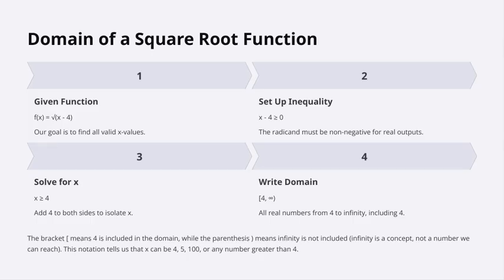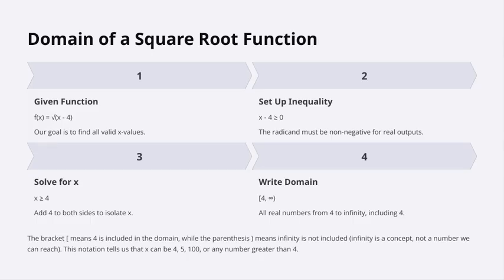This makes sense because the radicand, or the expression inside the square root, must be non-negative for us to get real outputs. When we solve for x, we add 4 to both sides, which gives us x is greater than or equal to 4. Now, in terms of notation, we write the domain as [4, infinity). This notation might look a bit technical, but it just means that all real numbers starting from 4 and going up to infinity are included.